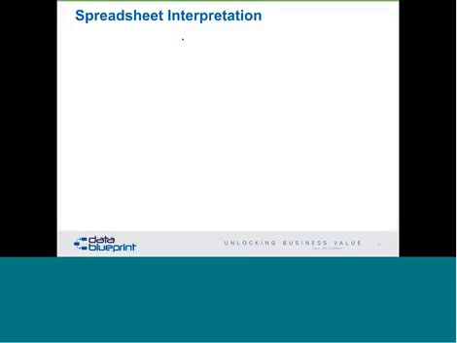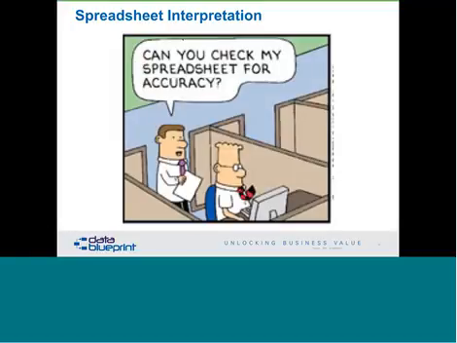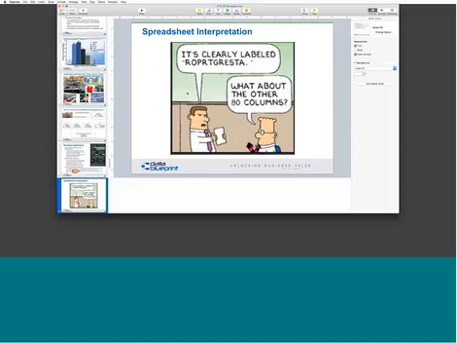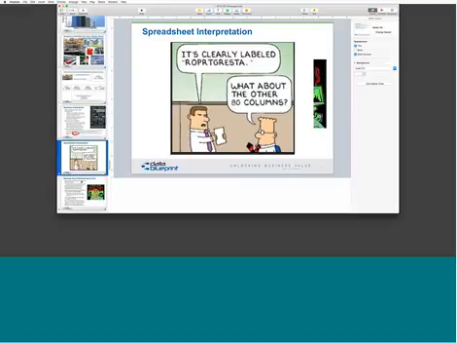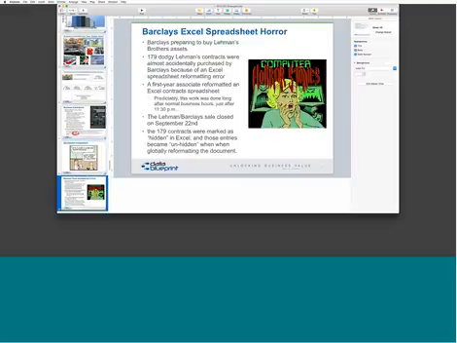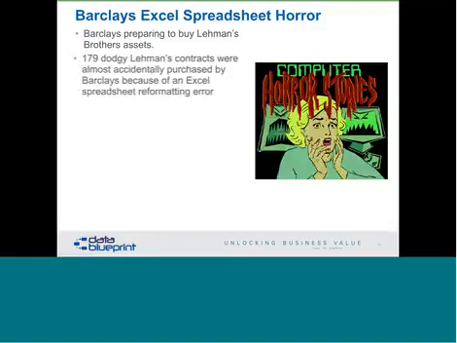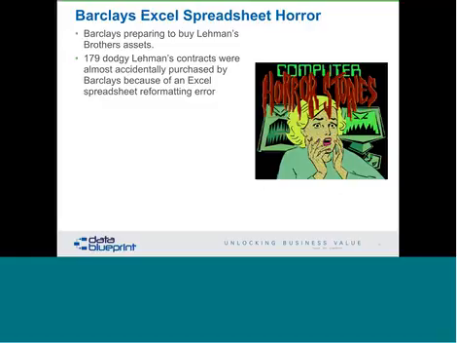Another little story, and again, these are just stories for you to use. Sorry, I'm going to skip that to the Dilbert here. Supposed to do this. There we go. Spreadsheets, of course, are notorious for their problems in order to understand these things. And when Barclays was getting ready to buy Lehman Brothers during the crash that they had there, they actually had a spreadsheet reformatting error that caused them to buy all kinds of assets that they hadn't planned on buying.